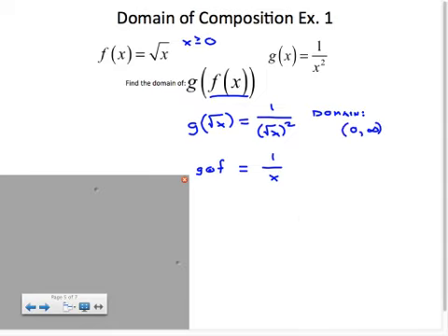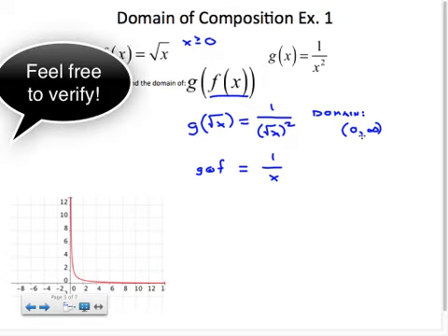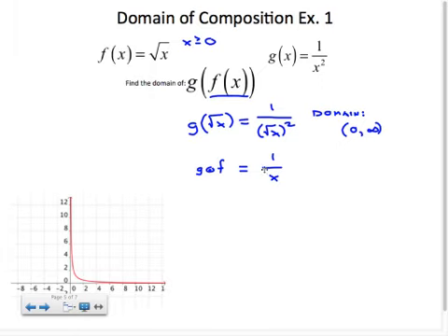Okay? So here's a picture that maybe will convince you that this is correct. The graph is of 1 over x, but with this domain, 0 to infinity, because 1 over x would normally have a bigger domain. But because it was a composition, we had to restrict part of that domain.